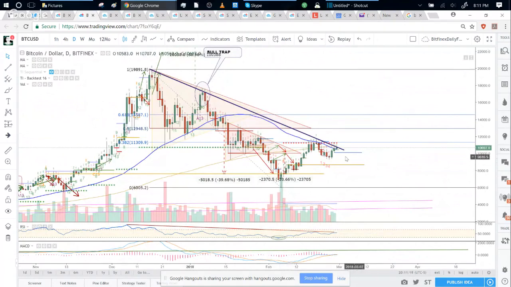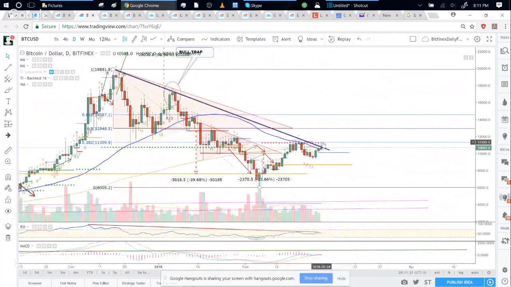So therefore, a break of 11,300 takes me straight to 13,000. A break of 13,000 takes me to 14,500. A break of 14,500 gives me open air to 20,000. And then open air way above it, right? So we just got to get through this cluster up to 14,500 on daily.